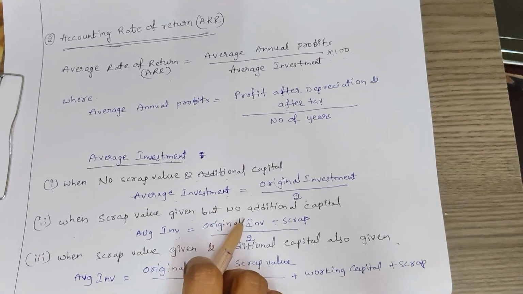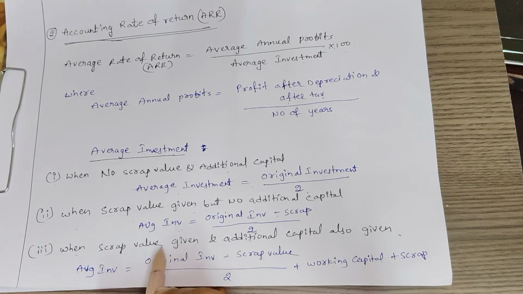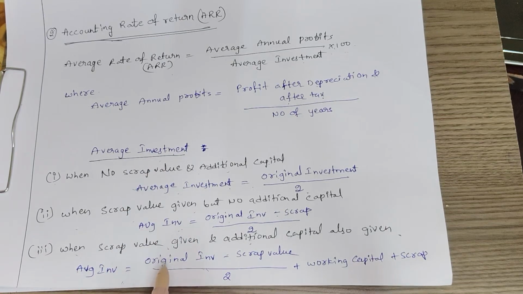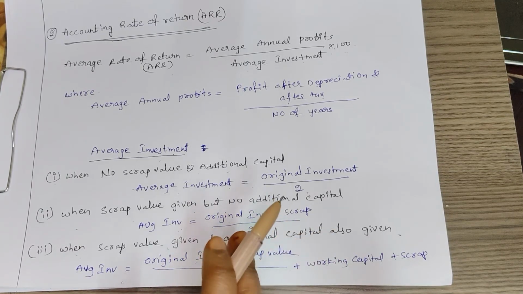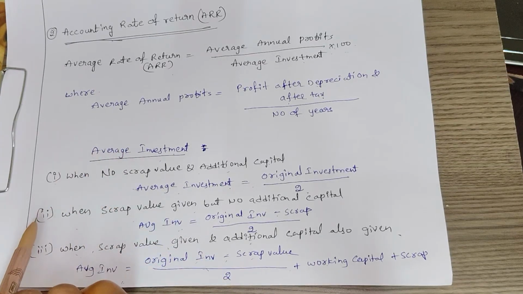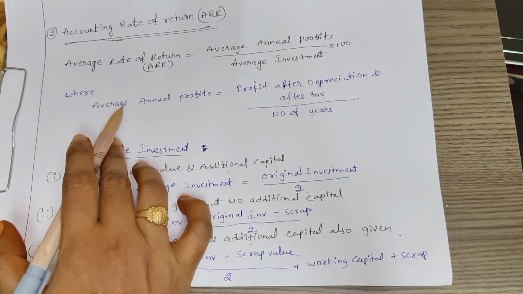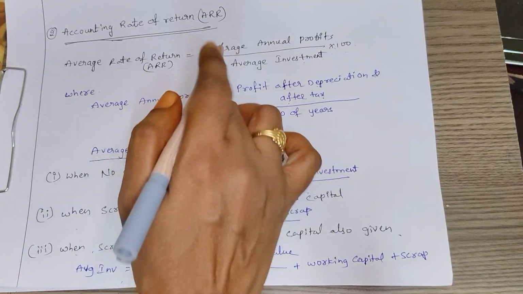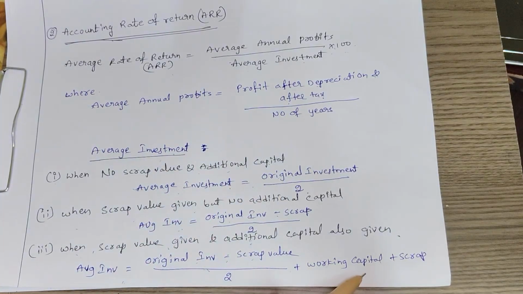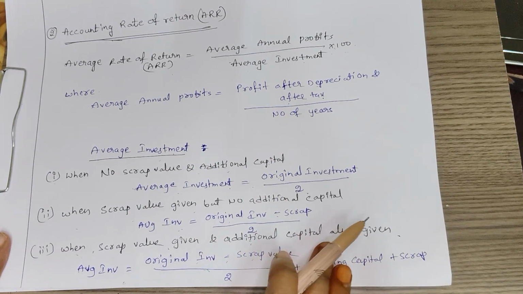Then, if in the question there is a scrap value as well as additional capital, we will use this formula for the calculation of average investment: original investment minus scrap value divided by 2, plus working capital plus scrap value. Depending on the given details, we will use this formula or this formula or this formula for the calculation of average investment. After calculating average investment and average annual profits, these two answers we need to apply in the ARR formula, and you will get accounting rate of return. So take a screenshot of this. This is useful for short answers as well as long answers.